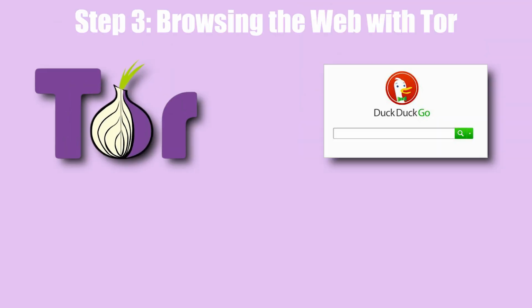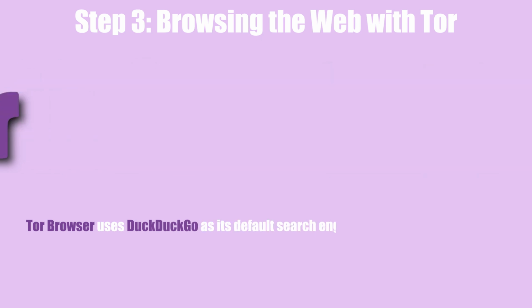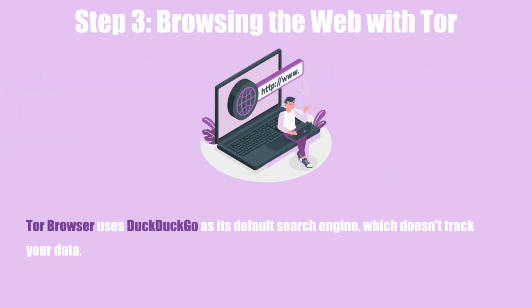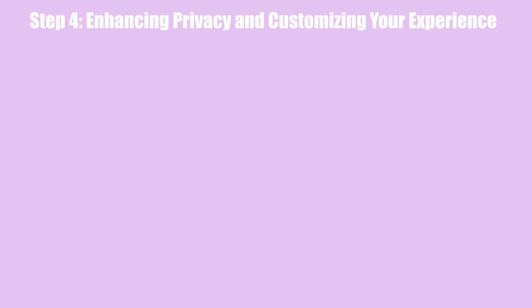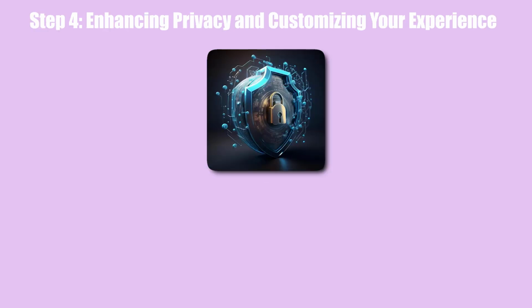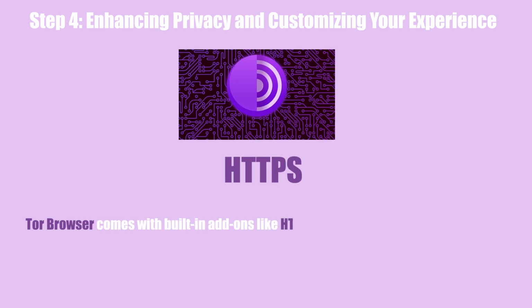Step 3. Browsing the web with Tor. Tor Browser uses DuckDuckGo as its default search engine, which doesn't track your data. When visiting a website, check for the closed lock icon at the top. Step 4. Enhancing privacy and customizing your experience. Tor Browser comes with built-in add-ons like HTTPS Everywhere and NoScript for added protection.